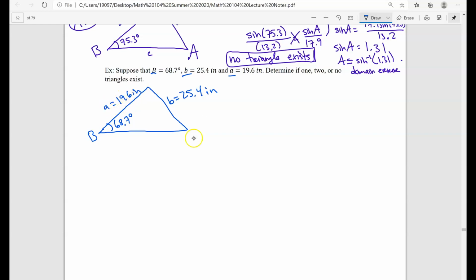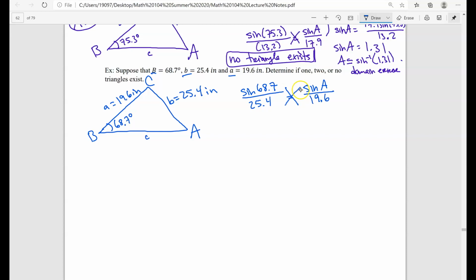19.6 inches. So then big A is going to be here, big C is here, and little c is right there. Okay, so we're going to do the same thing, use the law of sines. So I'm going to have the sine of 68.7 divided by little b, which is going to be 25.4, is equal to the sine of A divided by 19.6.